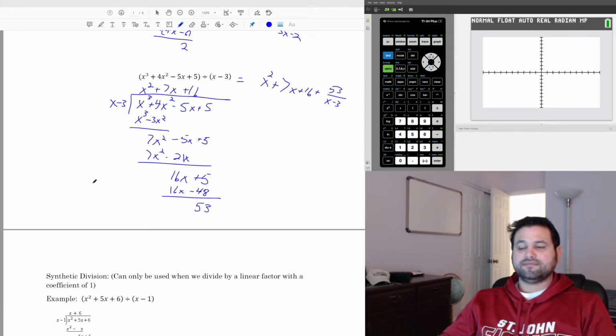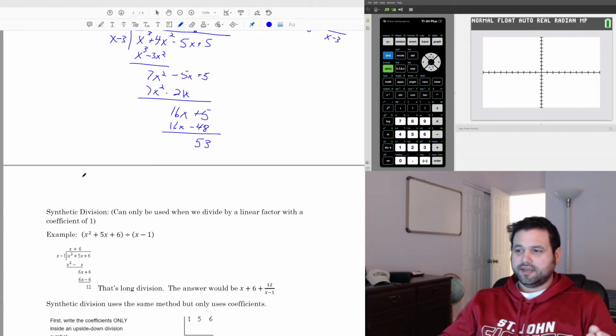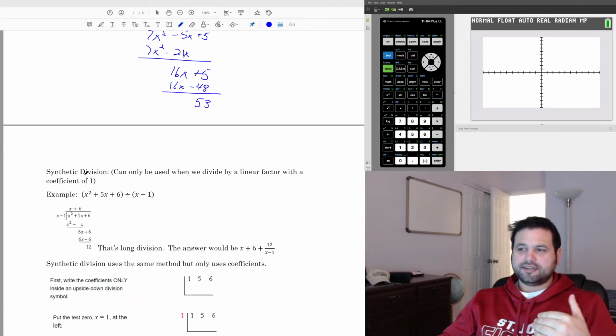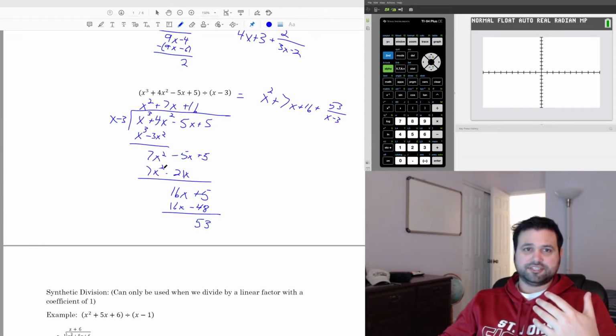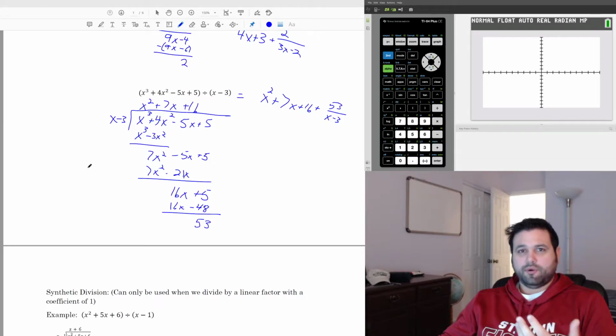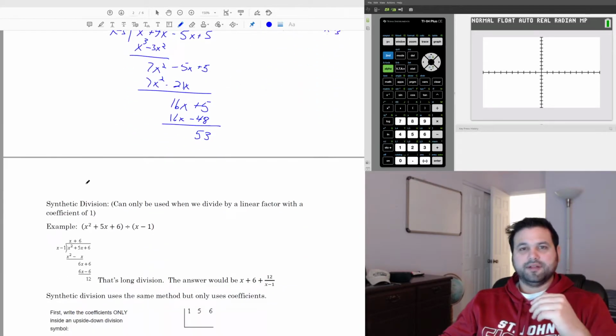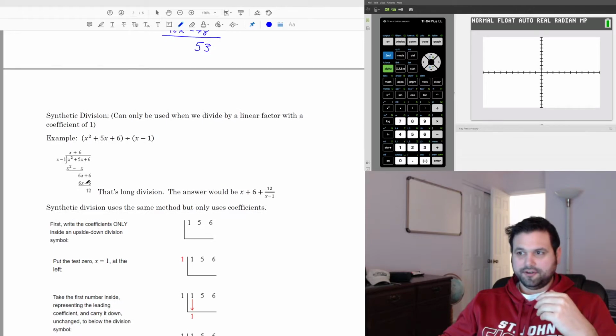Now what we're going to talk about is something almost exactly the same. It's called synthetic division. We can use synthetic division when we're dividing by a linear factor whose coefficient is 1. So it's very useful for linear factorization. It's essentially the same as this, but it ignores a lot of the pieces and just uses the coefficients, which is essentially what we're doing. It's just some people like it better. It seems like a simple method to do.